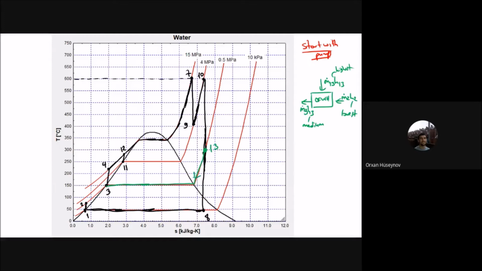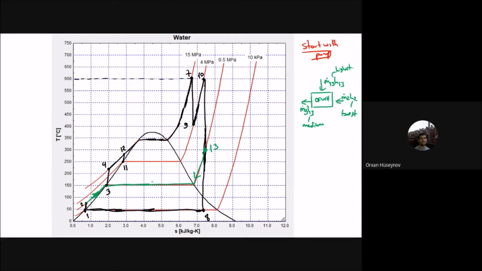Okay, this one will drop, but the enthalpy of 2 will increase. So it will go again isentropically to 3 here. You will have an increase in enthalpy. So this one will go in that direction. Okay. So the arrow here is wrong, so it's a bit to the left actually.